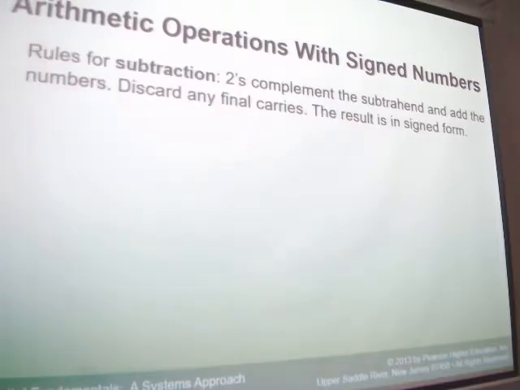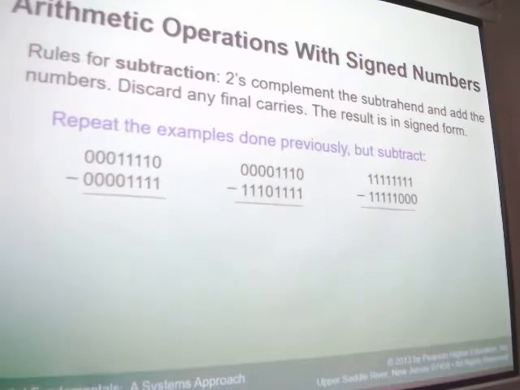Rules for subtraction. Choose the two's complement of the subtrahend and add the numbers. Discard any final carry. The result is in signed form. Repeat the examples done previously, but subtract.